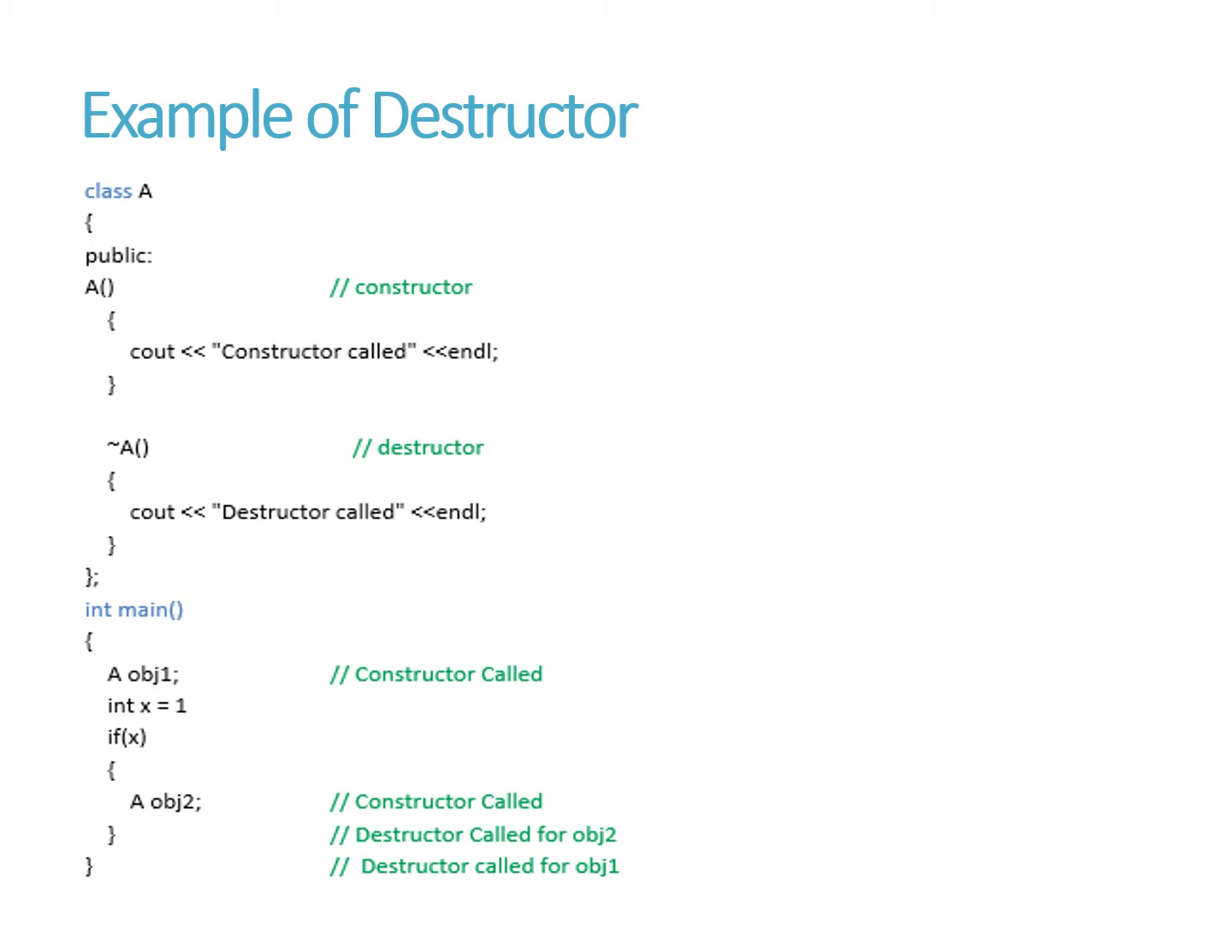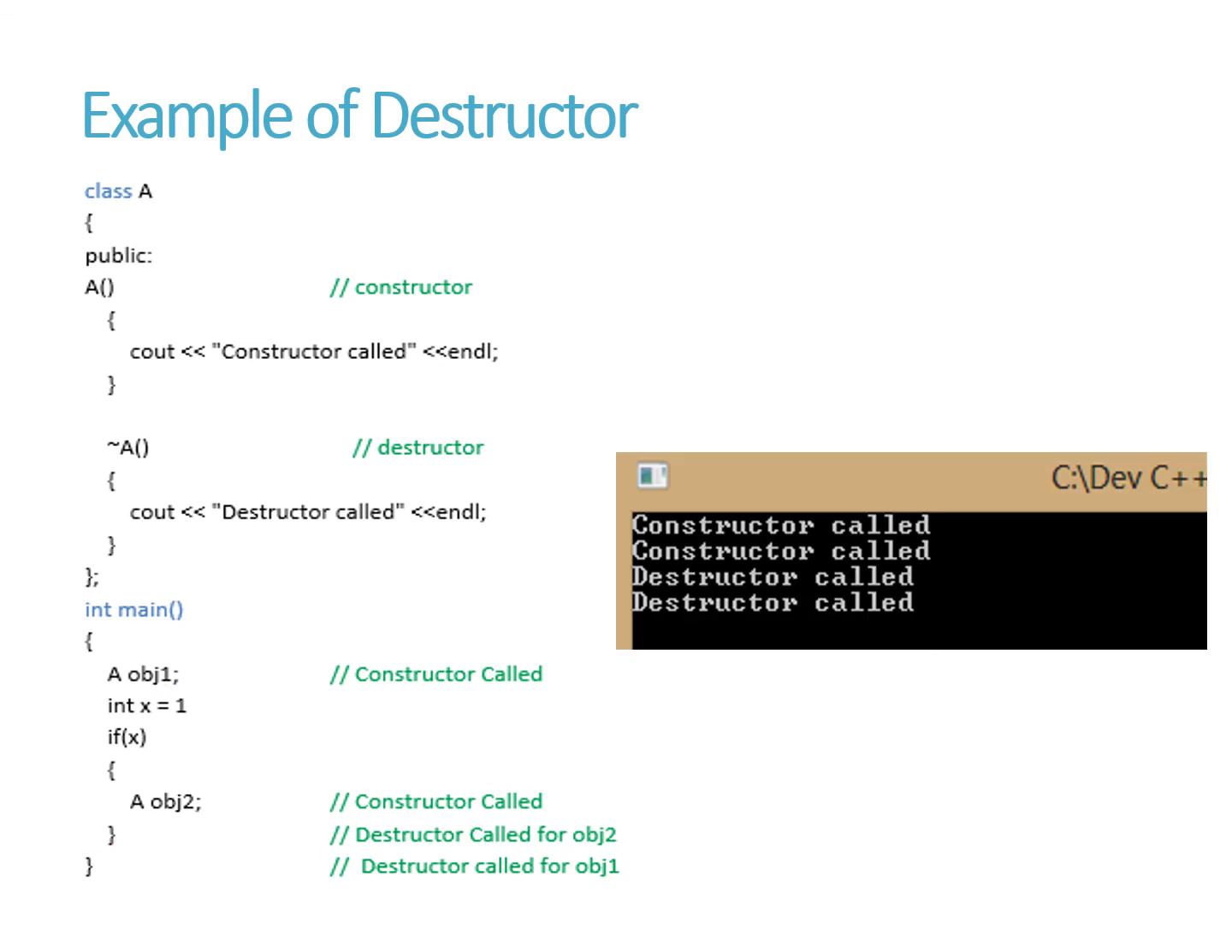Now the object obj2 will be destroyed when the if block will end because it was created inside the if block, and the object obj1 will be destroyed when the main function ends because it was created in the main. Now let us see the output.